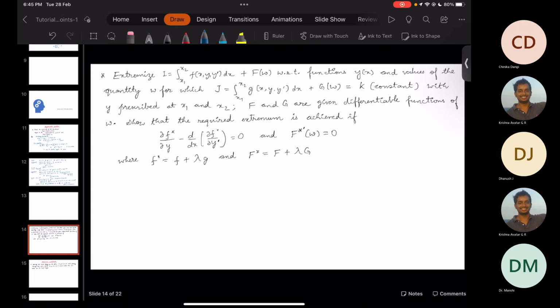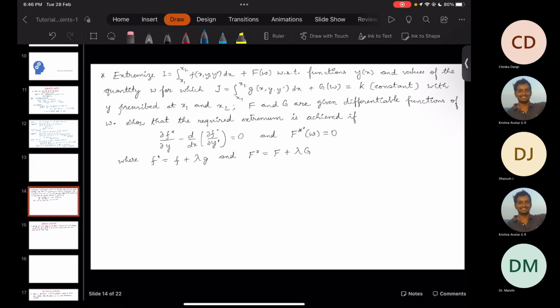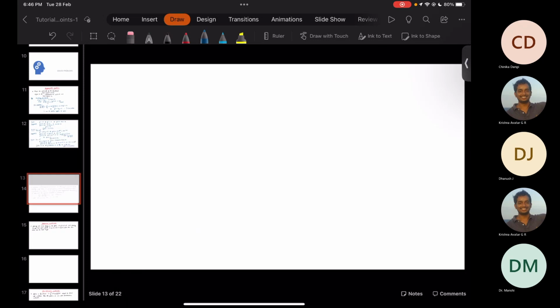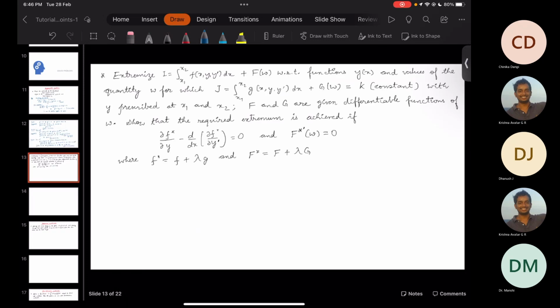Capital F and capital G are given differentiable functions of w. So we have to show that the required extremum is achieved if dou f star by dou y minus d by dx of dou f star by dou y prime is equal to 0 and capital F star prime of w is equal to 0, where f star is equal to f plus lambda g, and capital F star is equal to capital F plus lambda capital G. Okay, so let's start solving this problem.